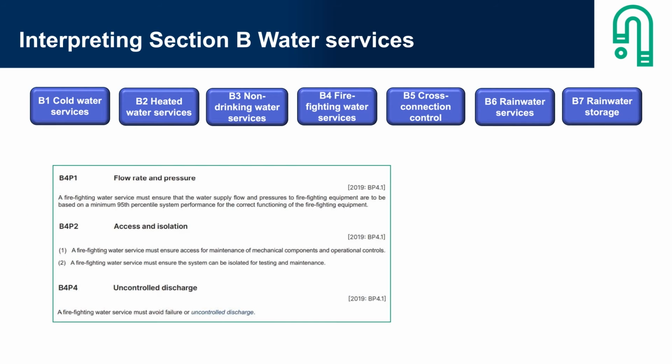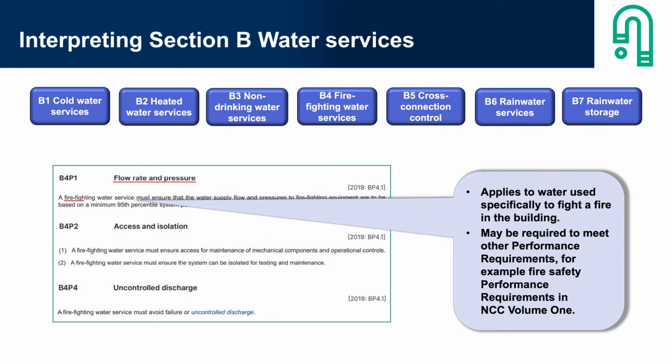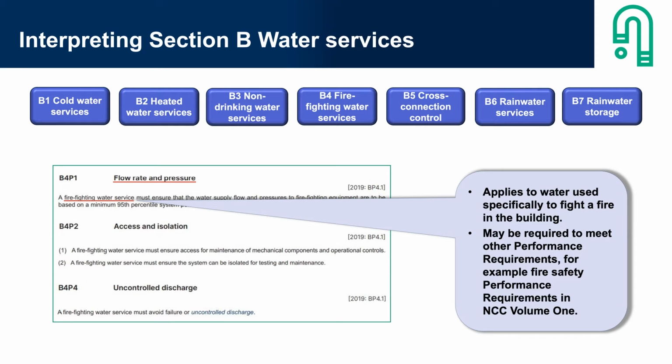B4. Firefighting water services. Flow rate and pressure. Similar requirements for most water services. Required flow rates and pressure. Access for maintenance. Isolation for testing and maintenance. Avoidance of failure or uncontrolled discharge. Firefighting water services applies to water used specifically to fight a fire in the building. May be required to meet other performance requirements, for example, fire safety performance in NCC Volume 1.